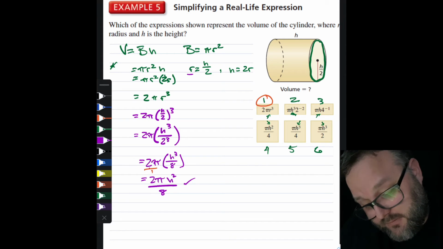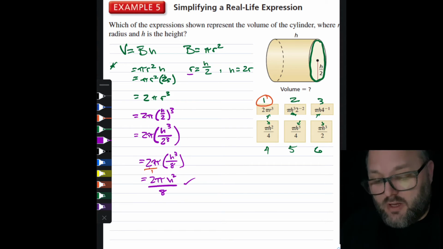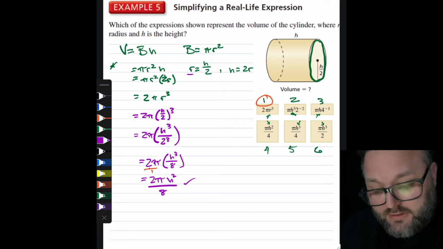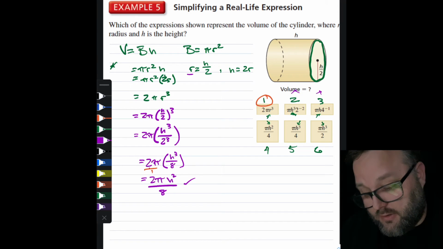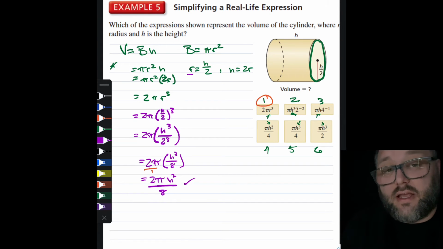2 pi, so I'm looking for a 2 at the beginning. I don't see one. So I don't have anything that looks like this. That doesn't mean I'm going to go nope, nope, nope, and just cancel everything. I don't want to do that. What I do want to do is see if there's different ways I can rewrite this.